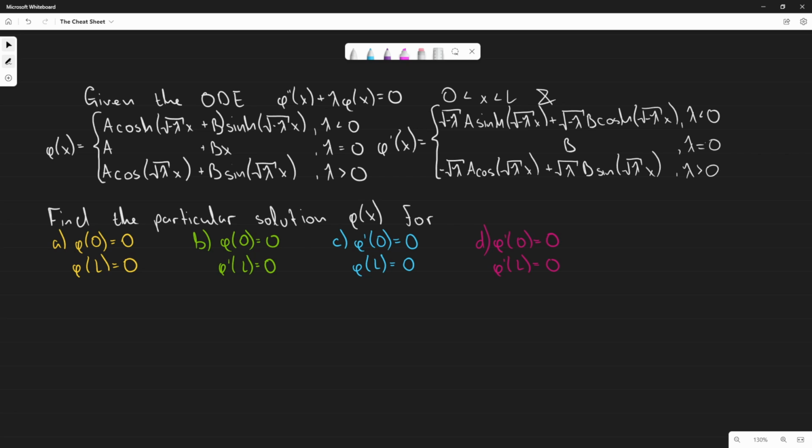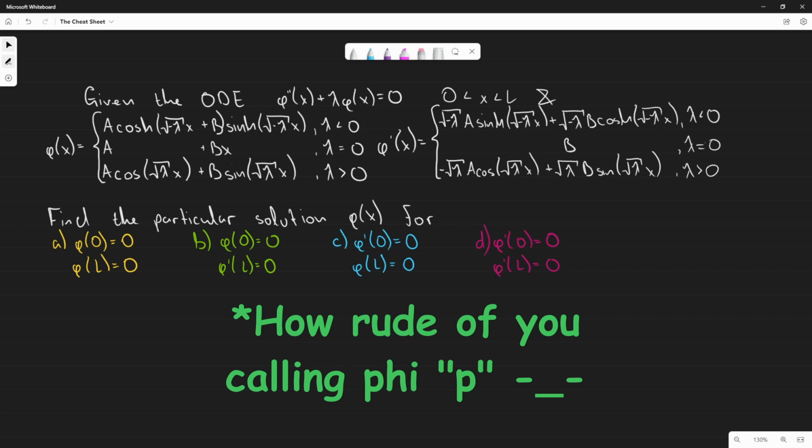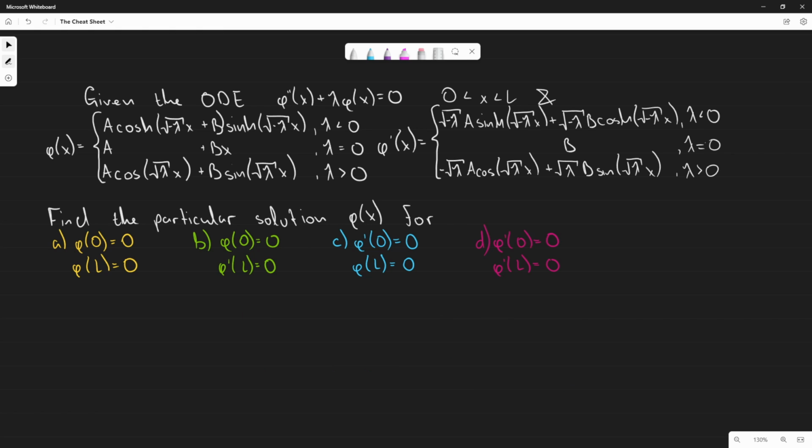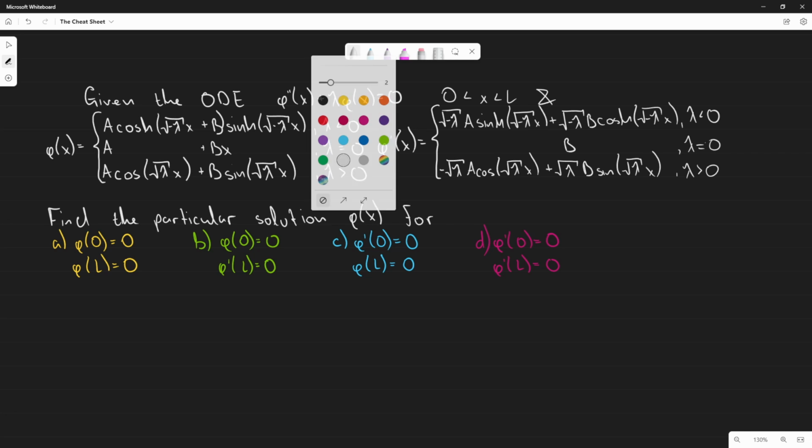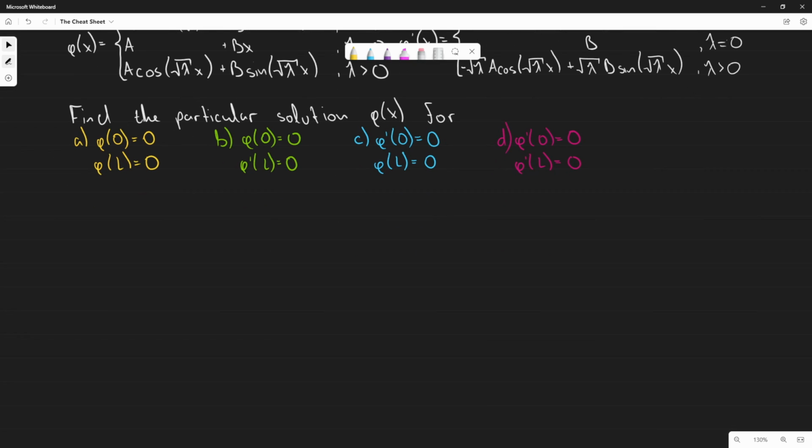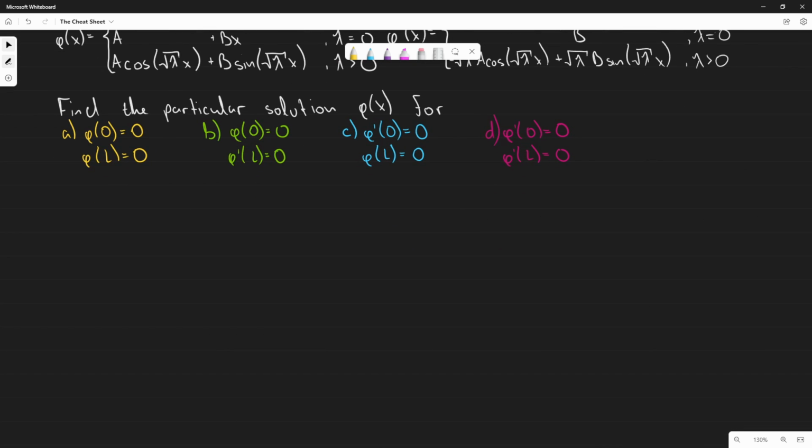And lucky for us, we already have the solution with its derivative. So we have pretty much the general solution, and it wants us to find the particular solution phi of x for these 4 different types of cases. So we're going to be tackling all 4 cases, and we're going to start off with the first one. For the first one, we are given phi of 0 is equal to 0, and then phi of L is equal to 0.